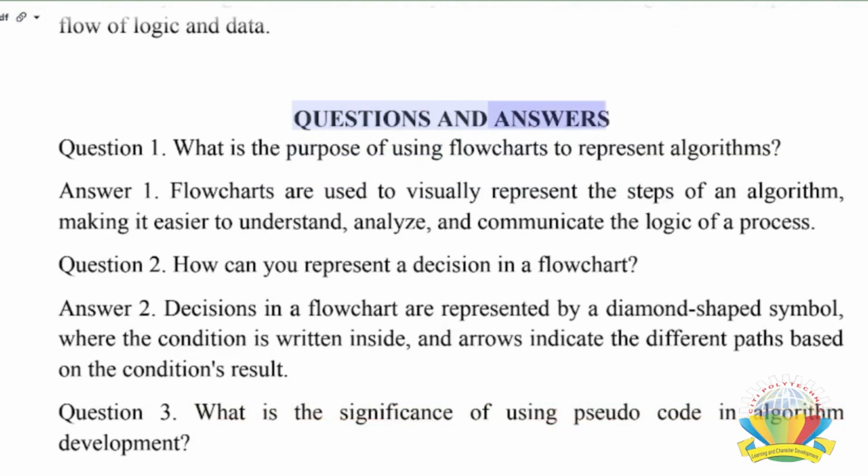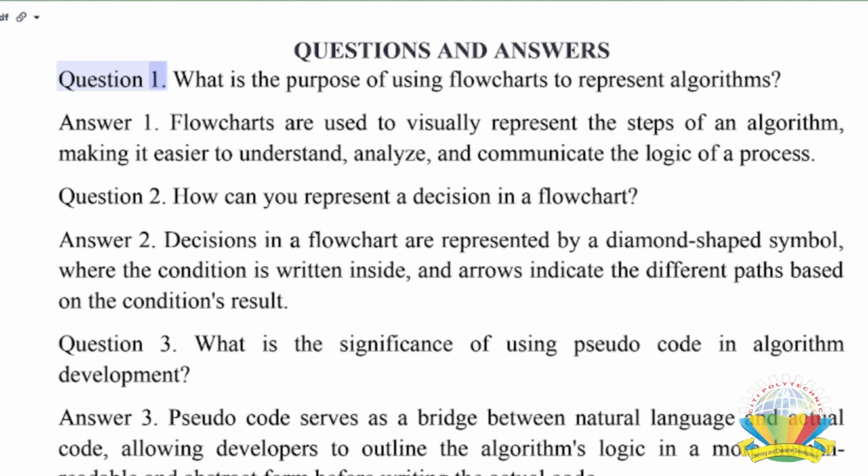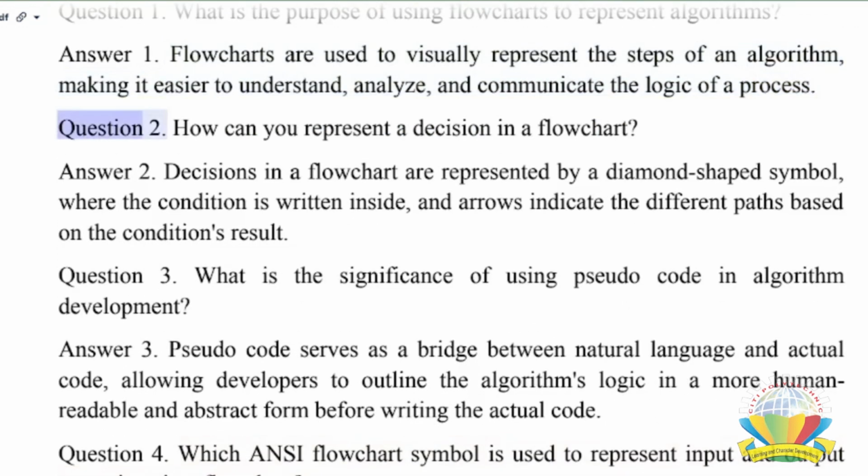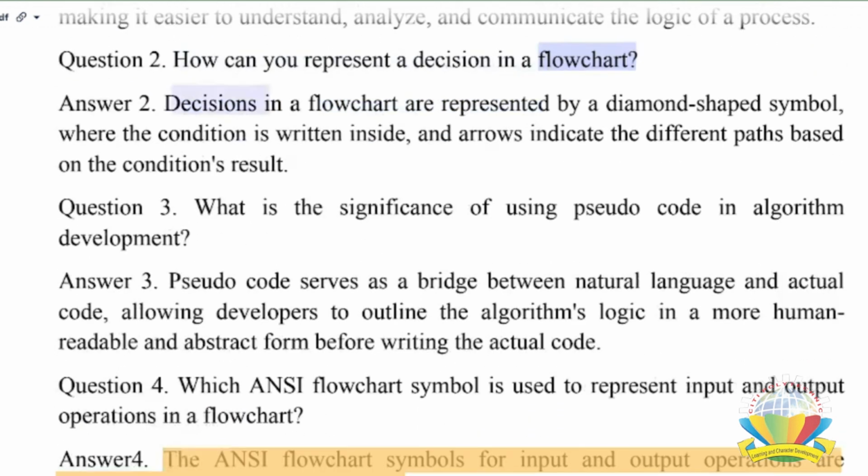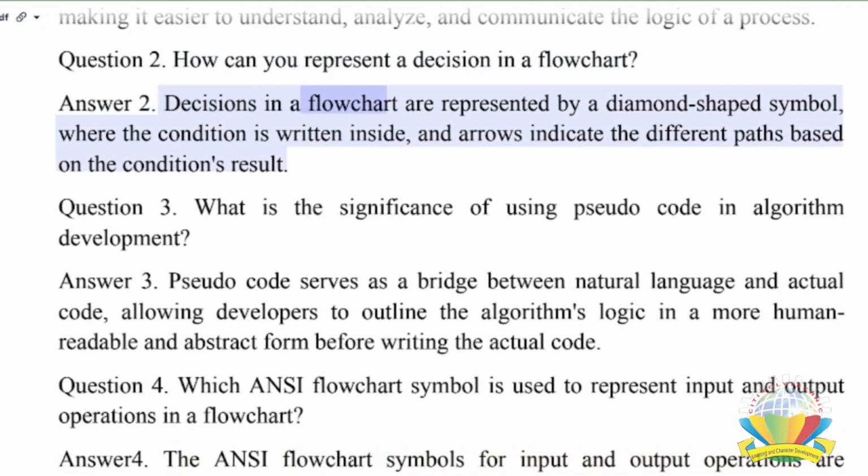Questions and answers. Question 1. What is the purpose of using flowcharts to represent algorithms? Answer 1. Flowcharts are used to visually represent the steps of an algorithm, making it easier to understand, analyze, and communicate the logic of a process. Question 2. How can you represent a decision in a flowchart? Answer 2. Decisions in a flowchart are represented by a diamond-shaped symbol, where the condition is written inside, and arrows indicate the different paths based on the condition's result.